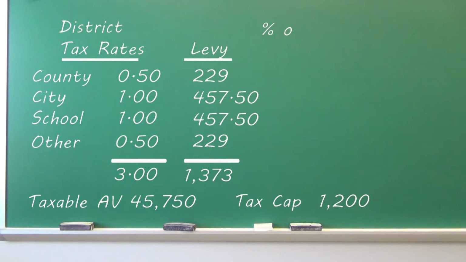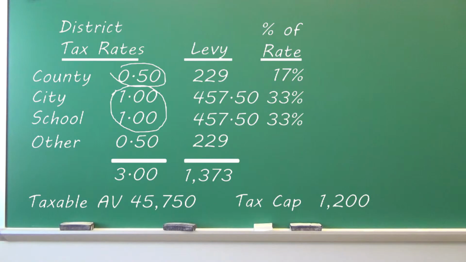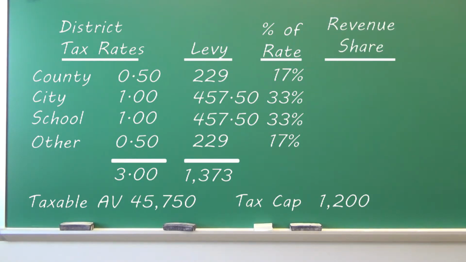We take the percentage of each unit's rate in the district total. The county's 50-cent rate is 17% of the district's $3. The city and schools' $1 rates are 33% of the district's $3. Those are the shares of the capped tax payment that each unit gets. So the county gets $200, 17% of $1,200, and the city and school get $400 each, 33% of $1,200.